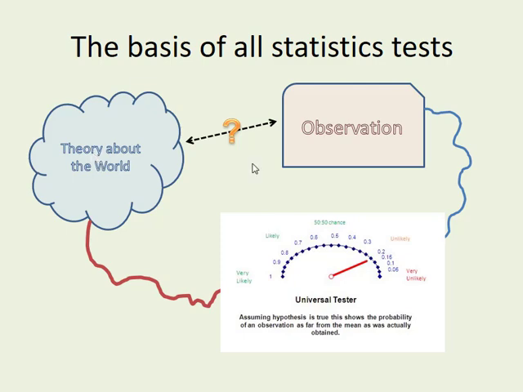So that's how all tests work. Okay, let's carry on, and that's the rule. If an assumed theory makes the observation too unlikely, we reject it.